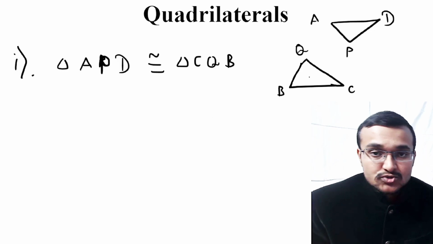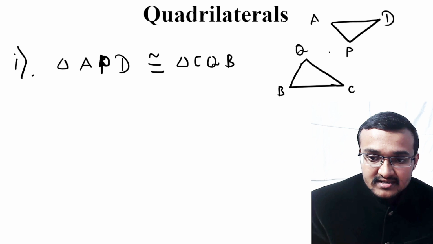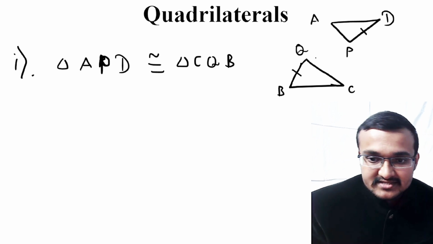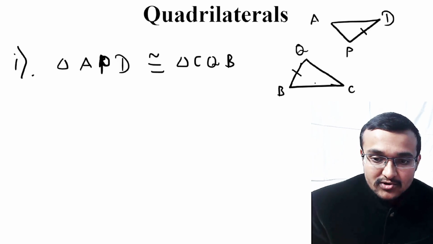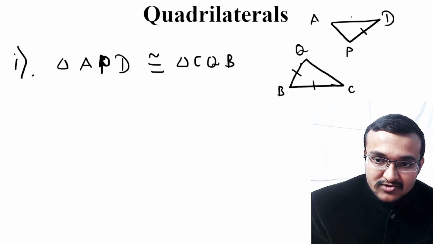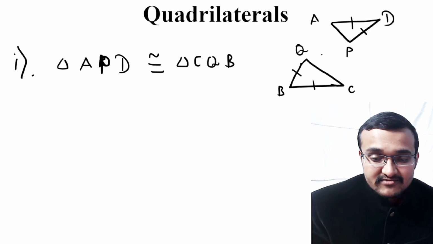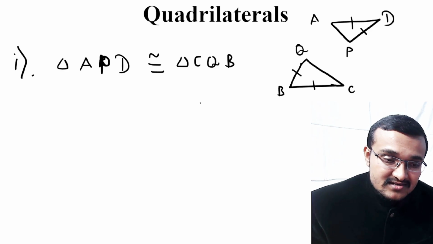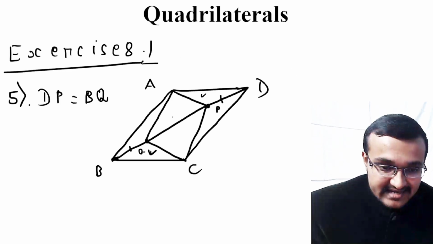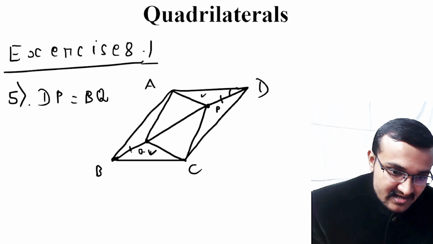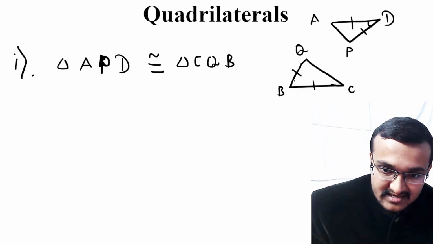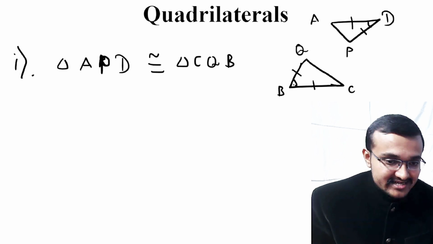In order to prove that, they have already given DP is equal to BQ. And they have also mentioned that ABCD is a parallelogram. In a parallelogram, opposite sides are equal to each other, so this side and this side will also be equal. Here BD is a transversal line. Here you can see BD acts as a transversal. So this particular angle and this particular angle will be equal to each other.